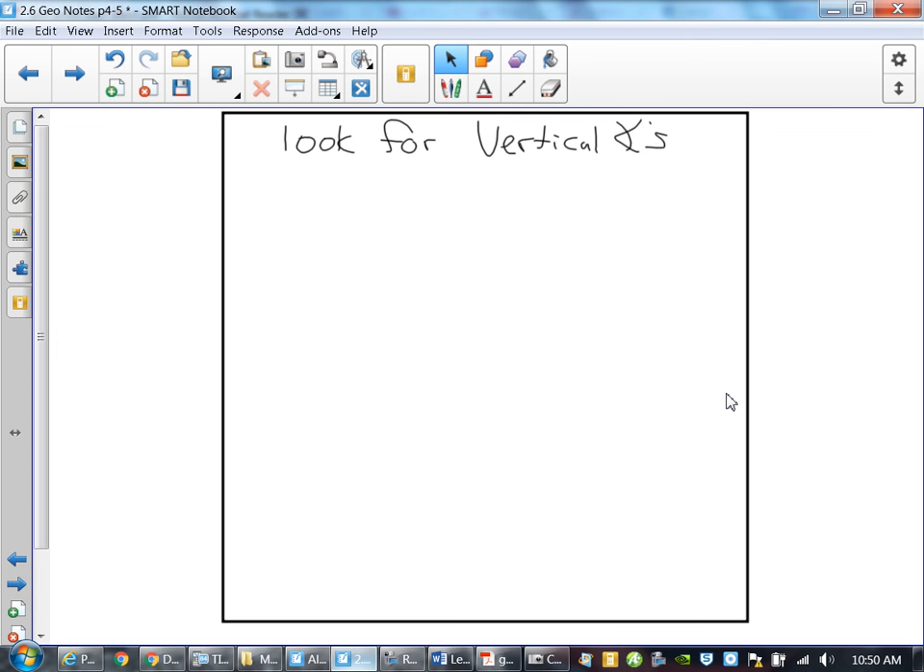So again, look for vertical angles. What I want to do here is have you guys put a diagram just like this in there. And we're going to do this as angle 1 and angle 2. And just do that. You want to take things, go grab some. That's fine.